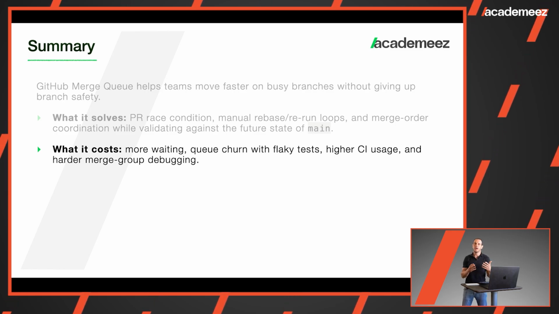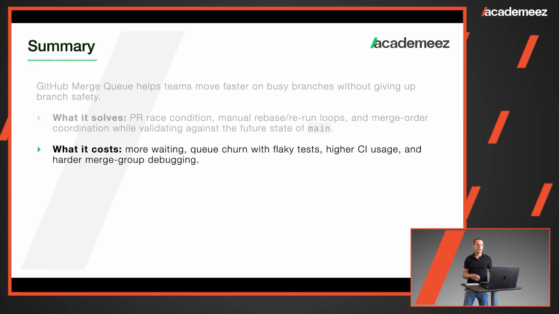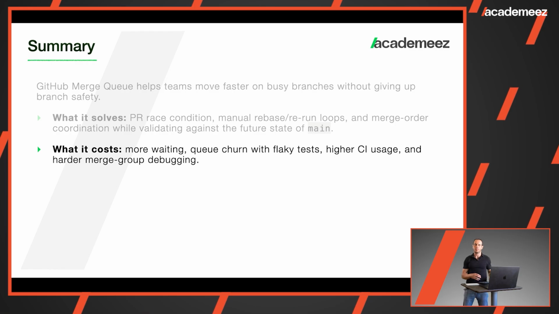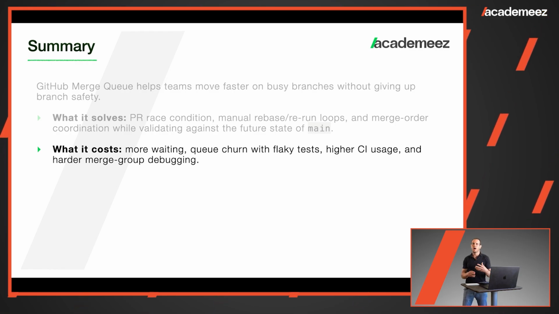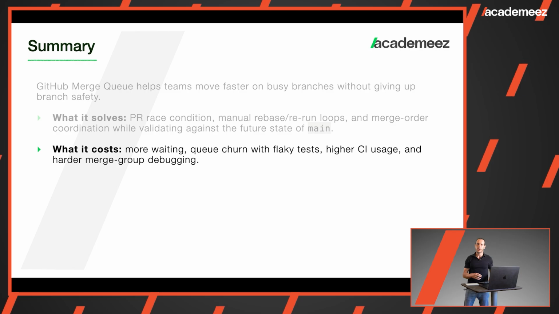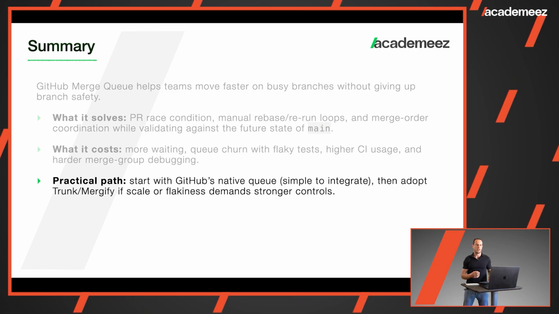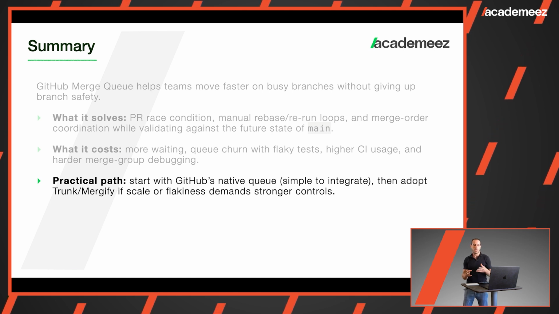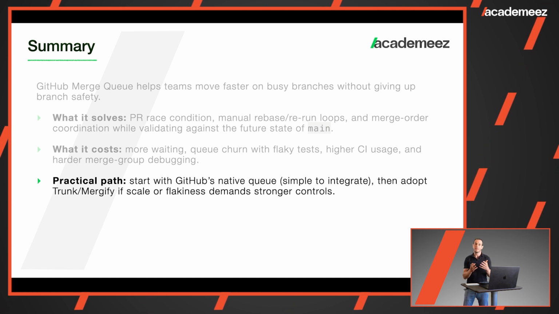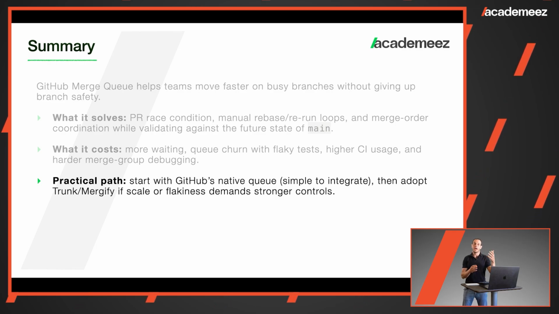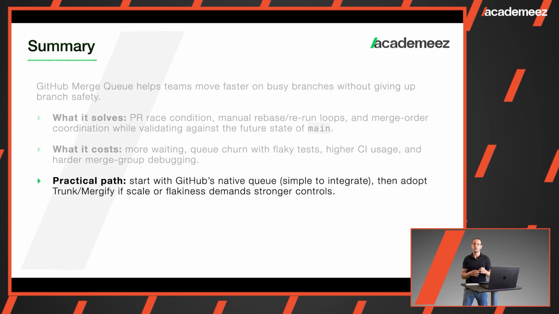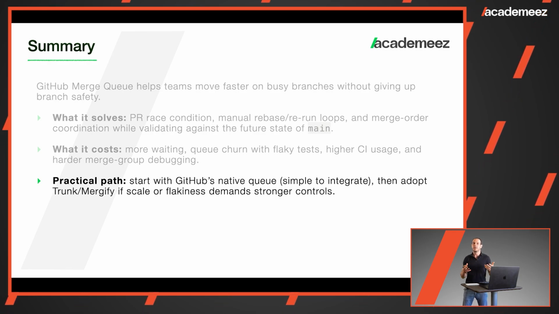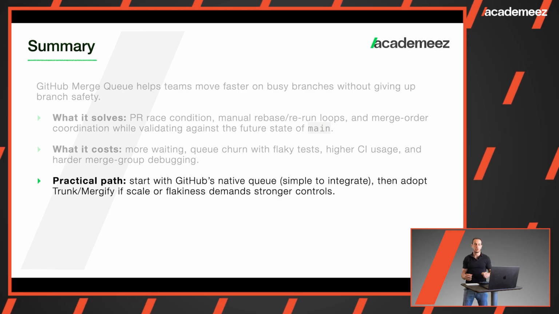maybe it might cost higher CI usage, higher CI costs. It's a bit harder, I think, in GitHub Merge Queue to debug if something happened in the merge queue. So you don't have sufficient logs in the temporary branches. So it's a bit harder to debug if you have some kind of issue in your merge queue in the GitHub native solution. And we saw also that there are other merge queue solutions like Trunk or Mergify. So you might think, okay, I'll start with something simple like GitHub Merge Queue and then proceed to a more advanced solution if my team grows or if my CI requirements need a more robust solution.